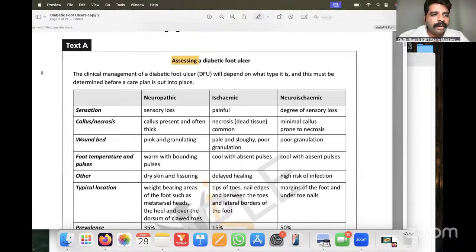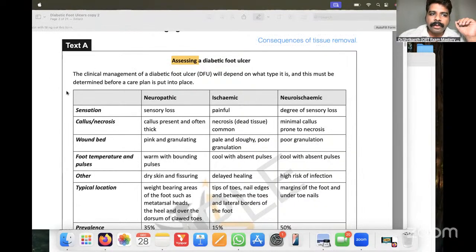So you need to remember the question. What is the question asking you? The question is asking you about consequences, that is, patients understanding the consequences of tissue removal. Right. Now, as you can see, over here they are only talking about assessing a diabetic foot ulcer. So assessing is different from tissue removal, and there is absolutely no connection. So my intuition is telling me no, the answer is not going to be here.